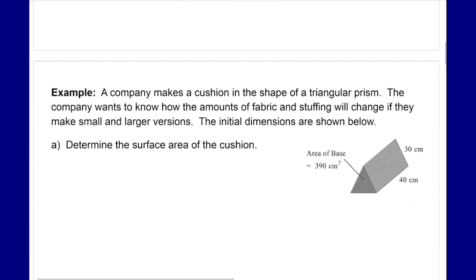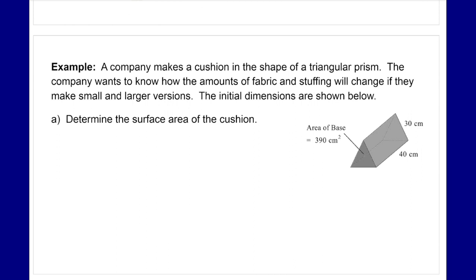So for example, the first question: a company makes a cushion in the shape of a triangular prism. The company wants to know how the amounts of fabric and stuffing will change if they make smaller and larger versions. The initial dimensions are shown below. So we have this triangular prism. We have the area of the base, a length, and a height.